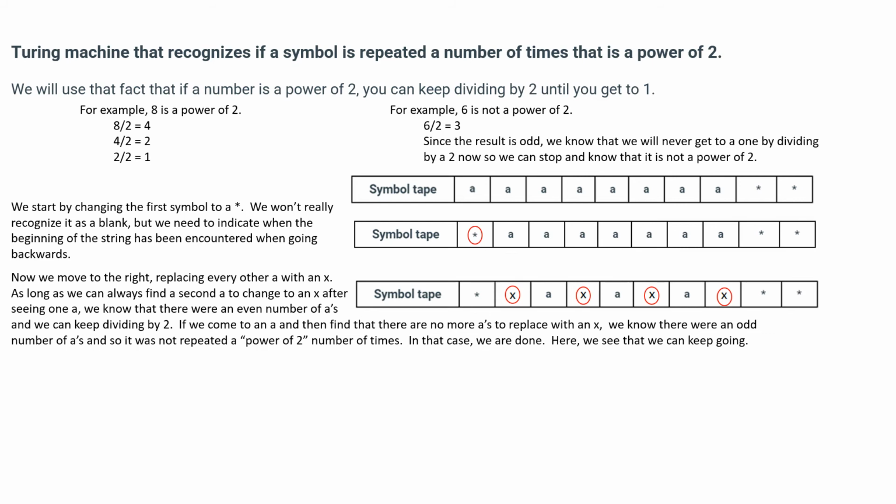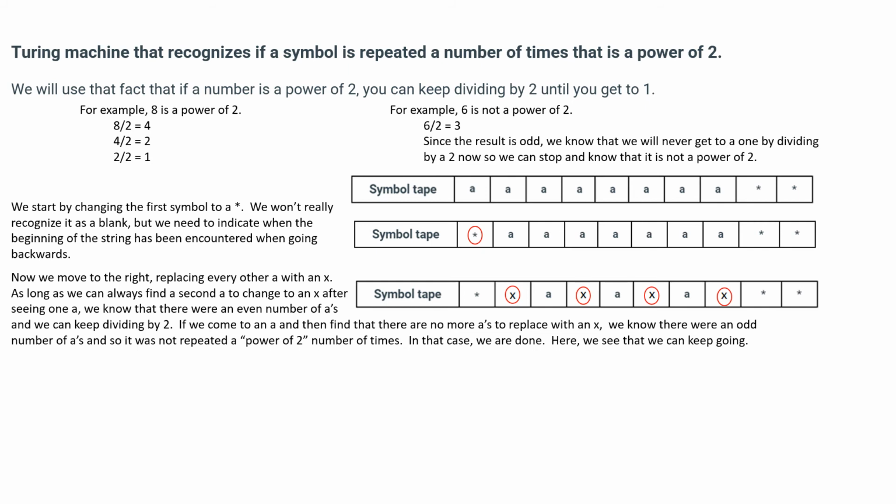So basically in this case, I literally knocked down the number of A's. I divided that number by 2. Here it was an even number of A's, so I ended up with an X. Okay, so let me read this here so that you can hear everything you're supposed to hear. Now we move to the right, replacing every other A with an X. As long as we can always find a second A to change to an X after seeing one A, we know there was an even number of A's and we can keep dividing by 2.